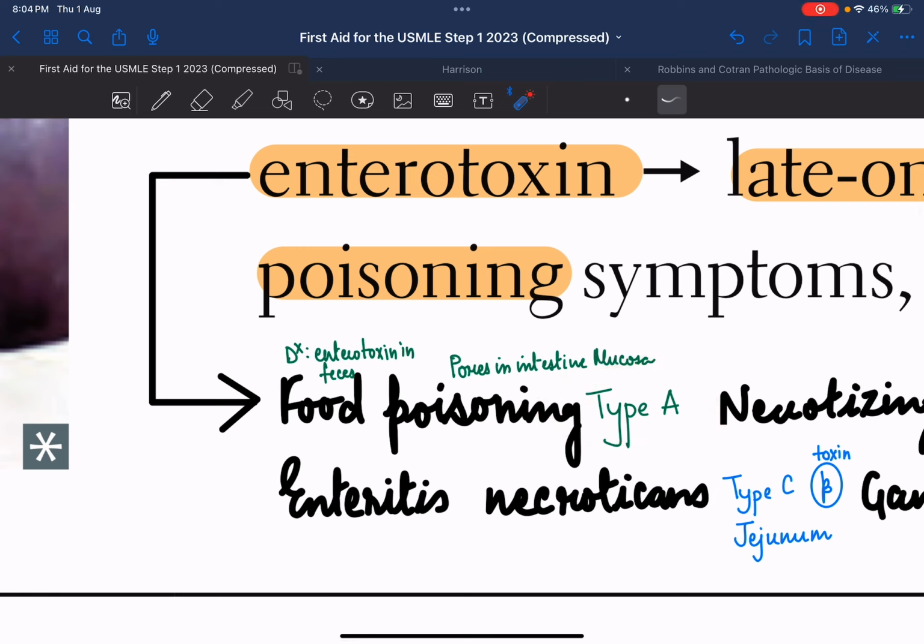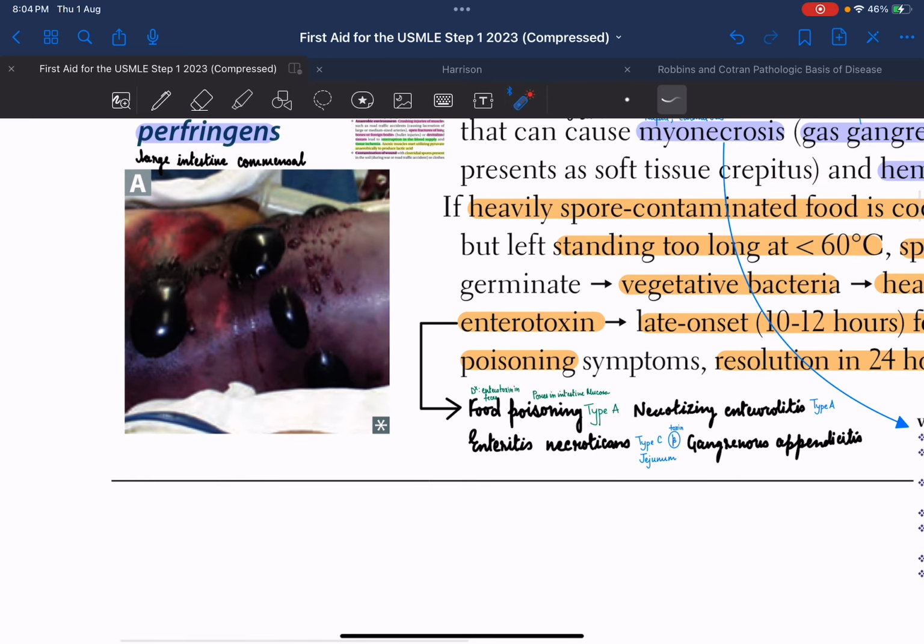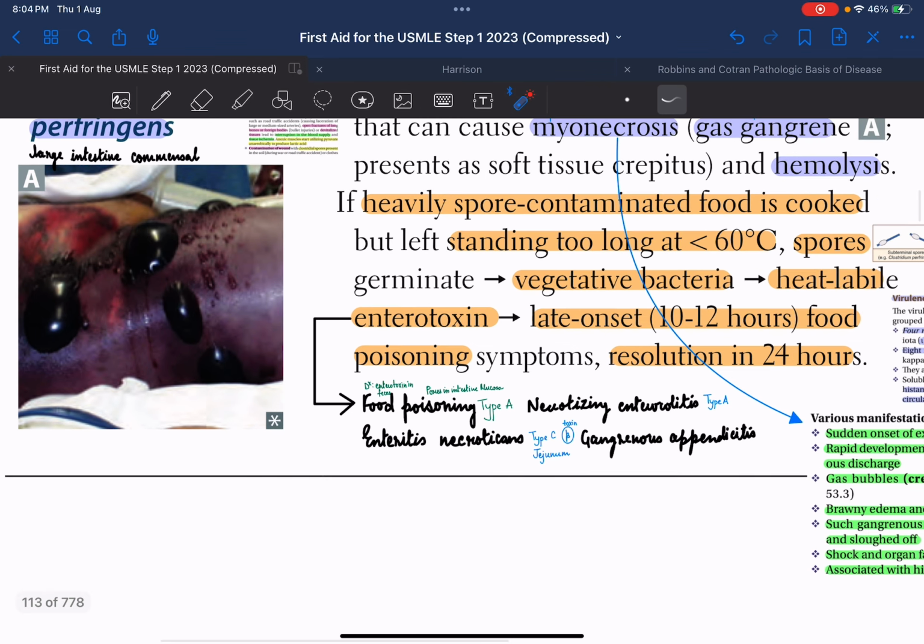And how do we diagnose it? In the feces we can detect enterotoxin by the immunoassays available. Food poisoning can be so deadly that it can even lead to pores in the intestinal mucosa and perforation eventually, much later, but usually it is self-limiting and it resolves in 24 hours. The patient does not usually go into that extreme stage.